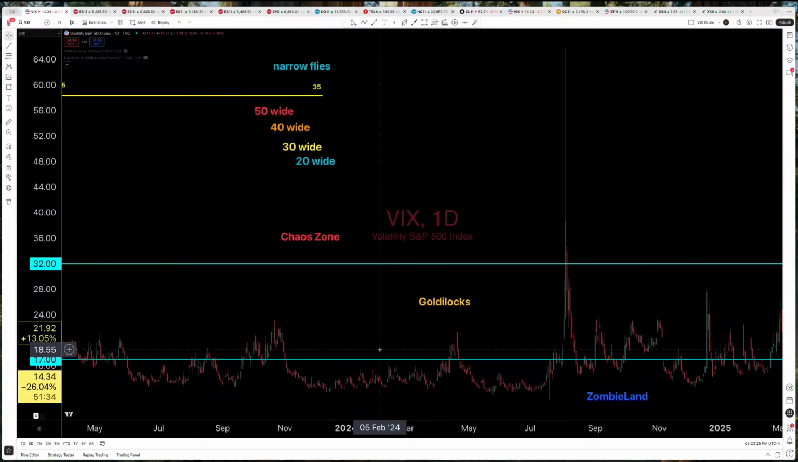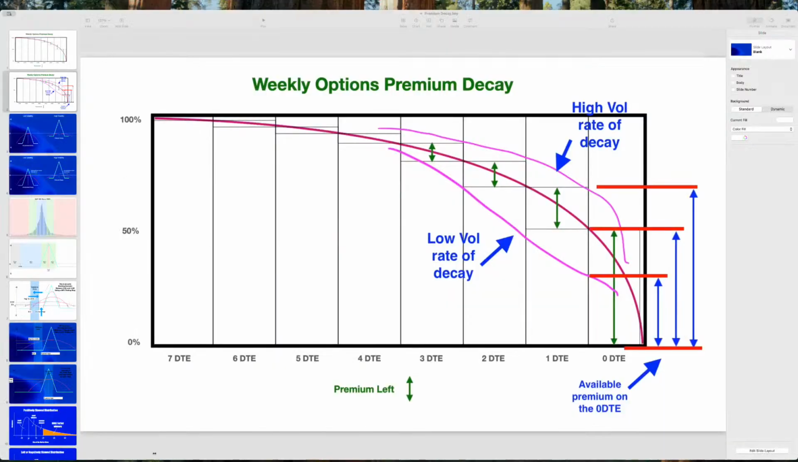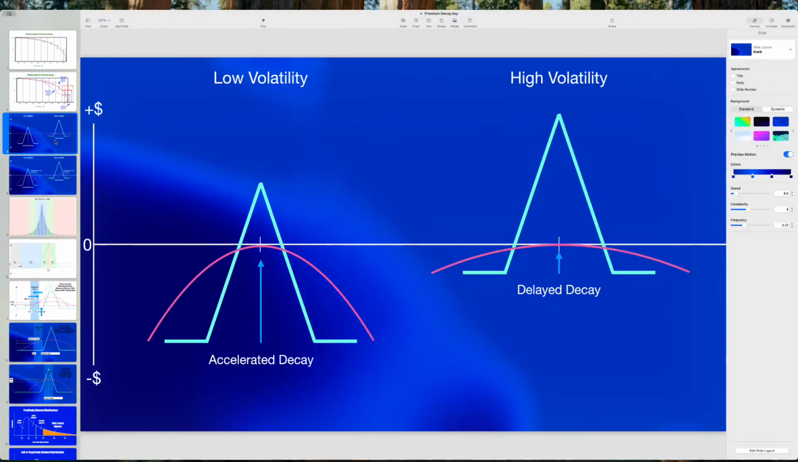But you have to adjust in order to take advantage of the opportunity. And there is opportunity here. But you have to understand that when there is low volatility like this, there's less premium. And so we're going to look something like this. This is the difference between high and low volatility.